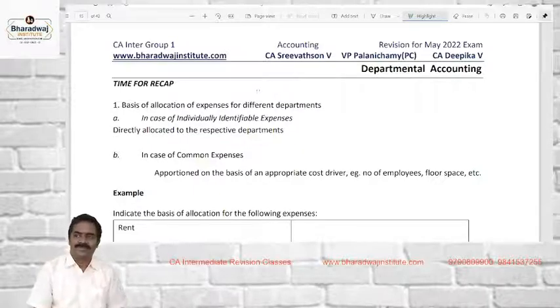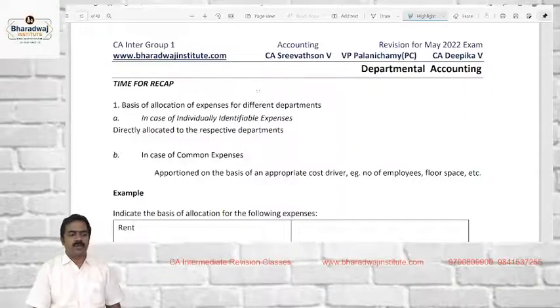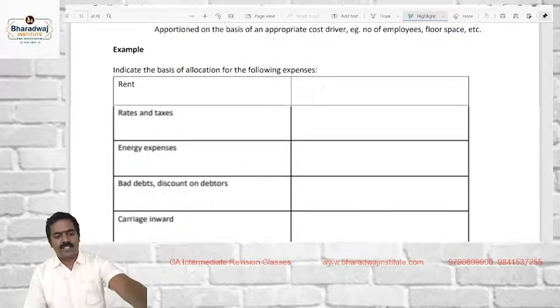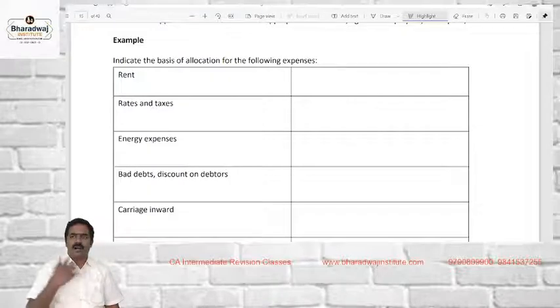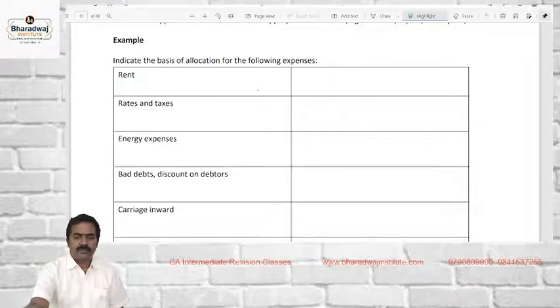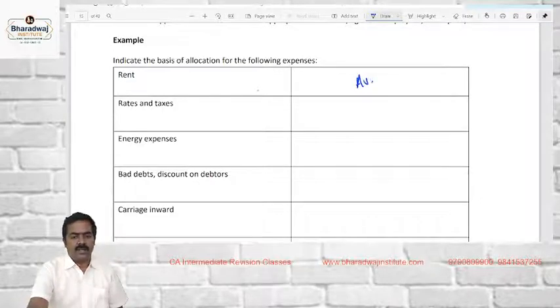So what to do? We have to allocate or apportion. Same as in costing, you would have learnt in the overhead chapter. Same principle we are going to follow. Let us go to the example. You can write in the material itself. How to allocate these indirect expenses? For 4 departments, rent is paid commonly. For 10 departments, rent is paid together. How to apportion? Rent based on area occupied or floor space occupied.